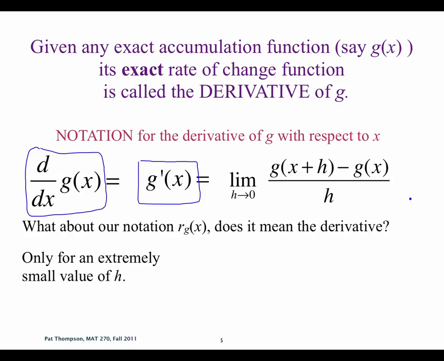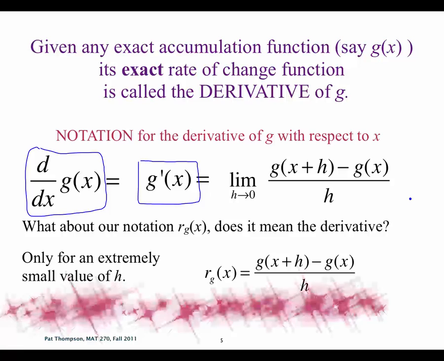Maybe. If h is extremely small, it does. Okay? If h is extremely small. So this is our generic notation to mean the approximate rate of change function for g. But it's versatile, because if h is very small, it is the derivative. Okay?